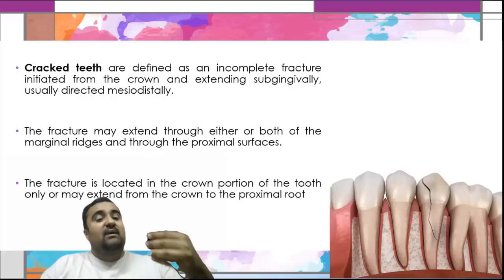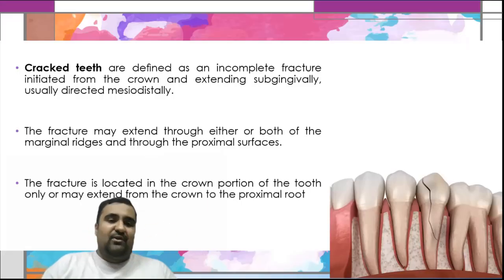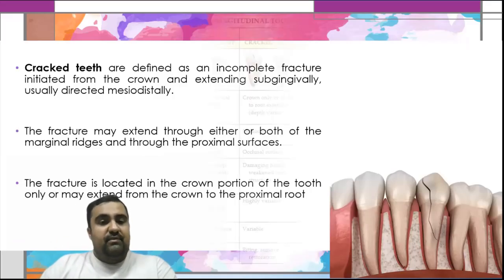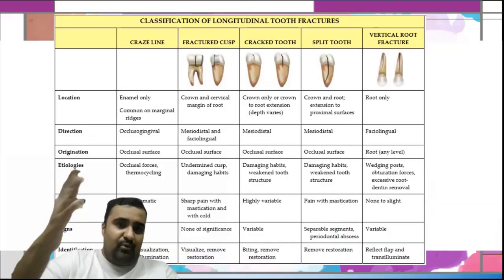Coming over to cracked tooth syndrome, cracked teeth are defined as incomplete fractures initiated from the crown which extend subgingivally, usually directed mesiodistally. The fracture may extend through either both the marginal ridges or through the proximal surfaces. And these fractures are located in the crown portion of the tooth.